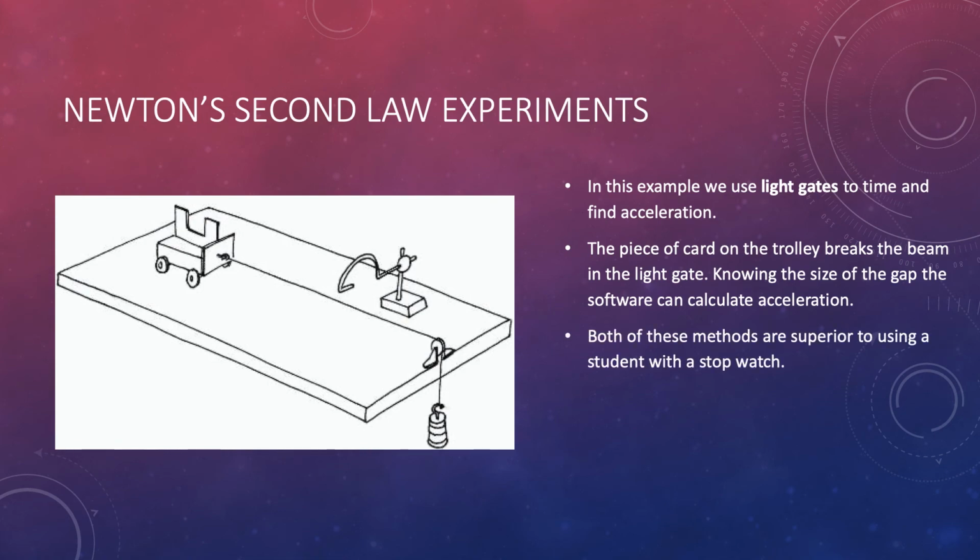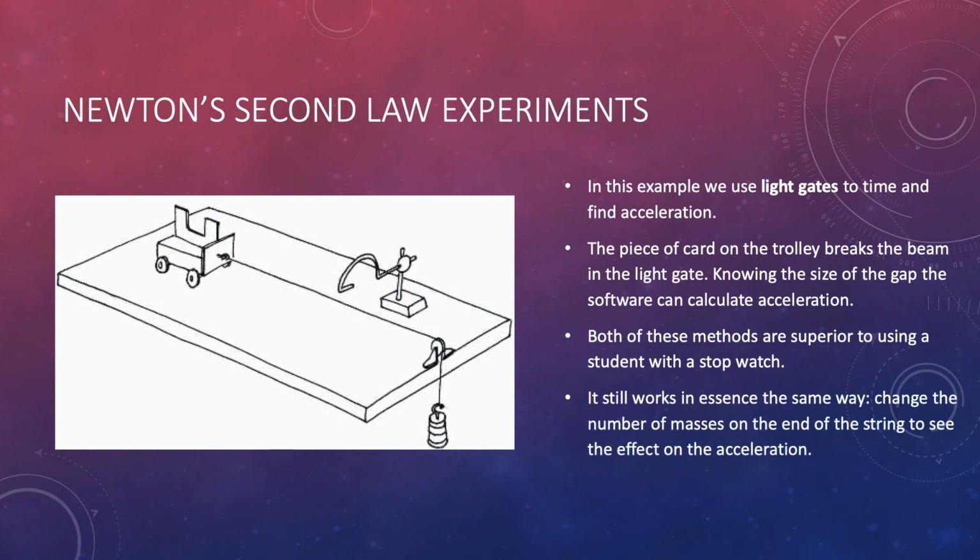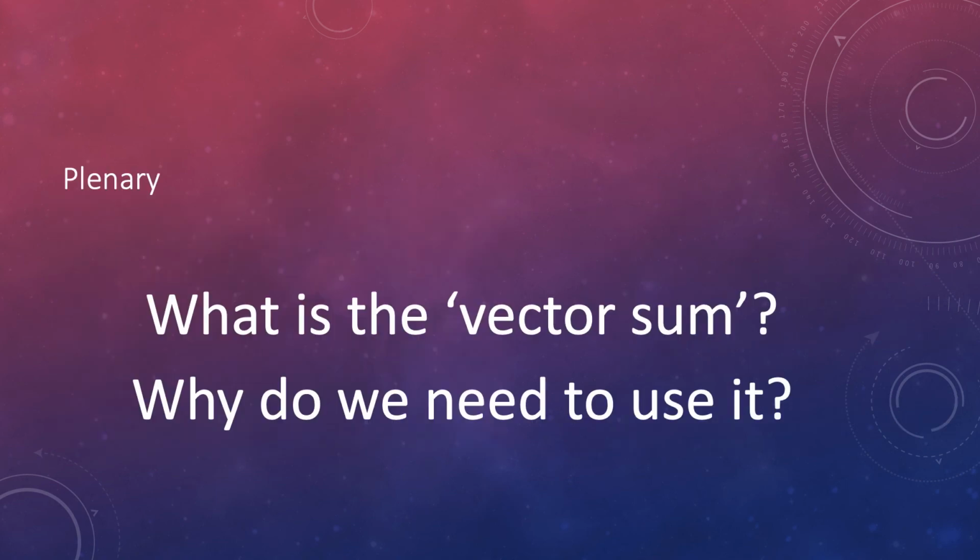Both of these methods are superior to just getting you standing there with a stopwatch, because of taking out that massive error of your reaction time. That would be a massive random error in the experiment. So it still works in essence the same way. Change the number of masses on the end of the string to see the effect on the acceleration. And that's it. That's the lesson on Newton's first and second laws.